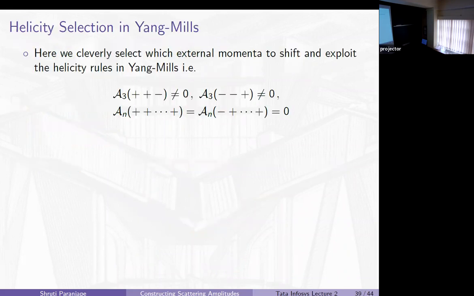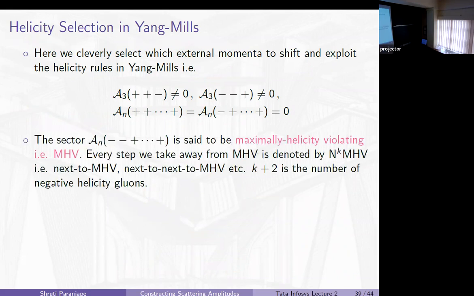And to do this, I use the fact that there are only these 2 types of 3-point amplitudes, and these amplitudes vanish in Yang-Mills. So this is also why this particular configuration is called MHV, maximally helicity violating.